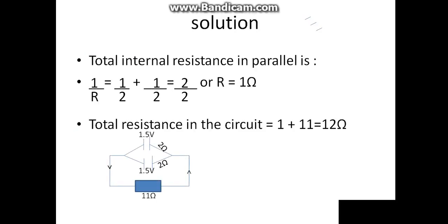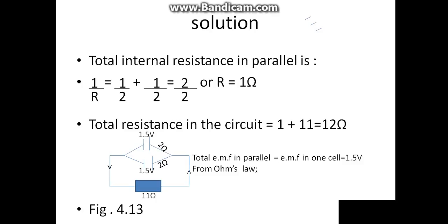Looking at figure 4.13, total EMF in parallel is equal to the EMF in one cell, which is equal to 1.5 volts. From Ohm's law, I is equal to V over R, which is equal to 1.5 over 12, which is equal to 3 over 24, to give us 1 over 8 ampere.